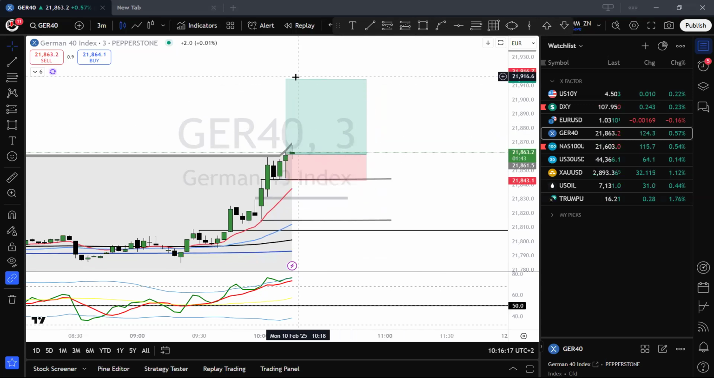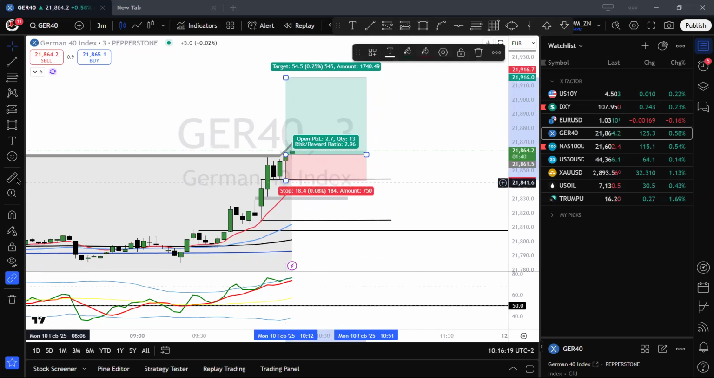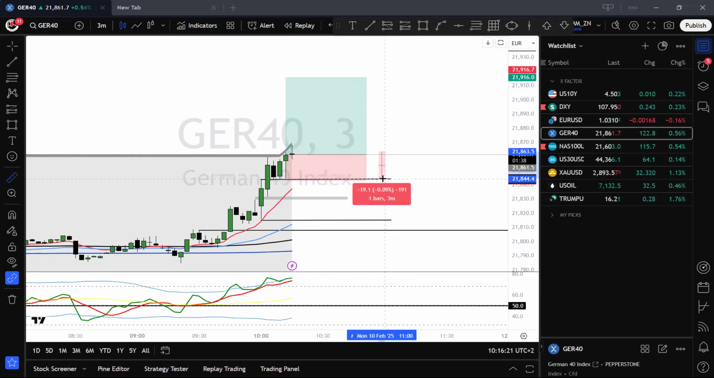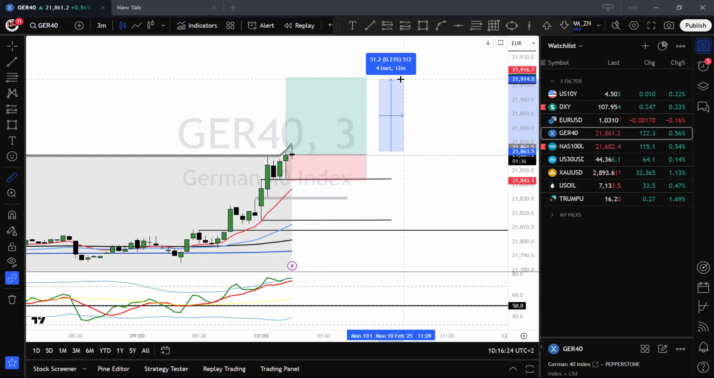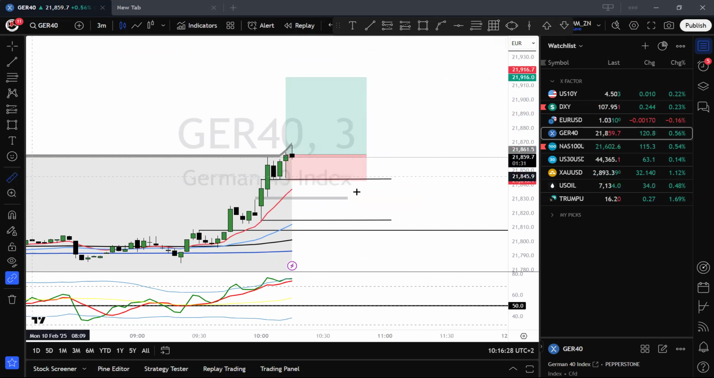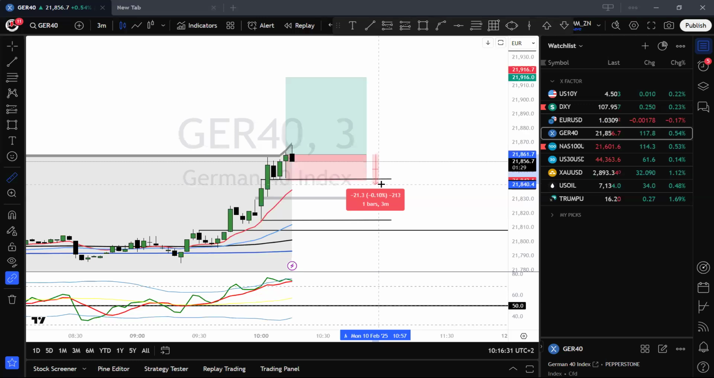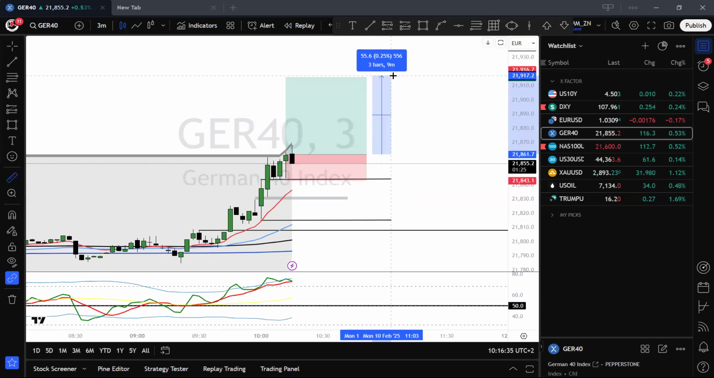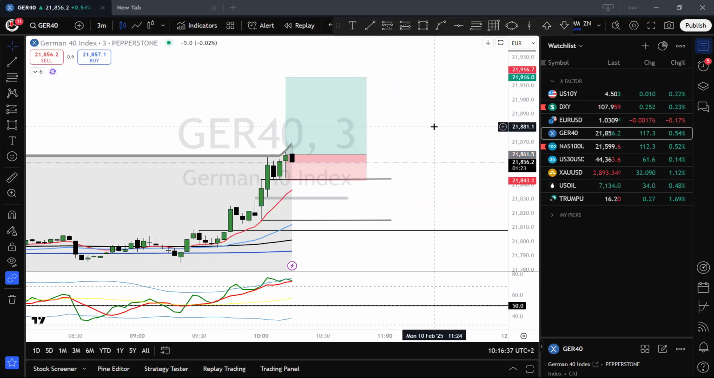So this is a 1:3 setup here. The risk for this particular trade would be about 20 points to make about 60 points. So let me just get the exact value here. The risk could be almost 18 points to make about 55. Yeah, that would be the perfect 1:3 trade.